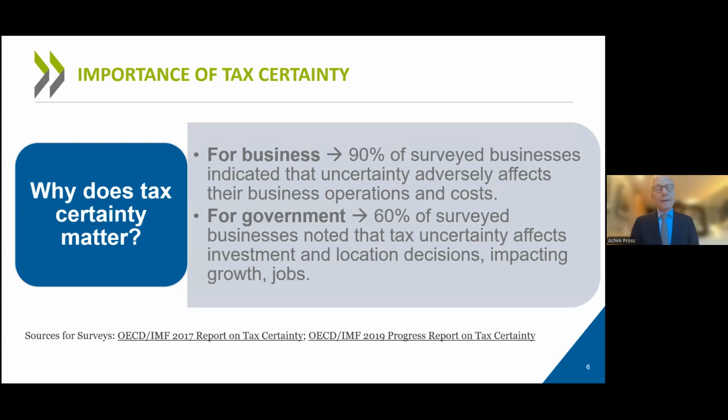What is actually driving this agenda? And this we try to summarize in the slide that hopefully you can see. What are the drivers? Well, one driver, of course, is that tax certainty is good for businesses. We did this in a survey together with our colleagues from the IMF in 2017. We did it again in 2019. And as you can see at that point, and I think it's still true today, 90% of businesses indicated that tax certainty is important because tax uncertainty adversely affects their business operations and costs.